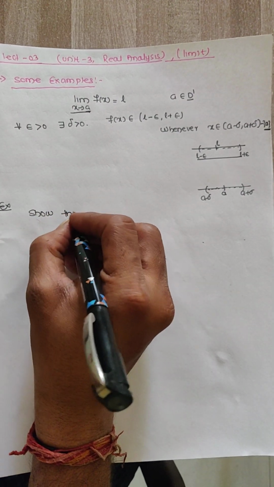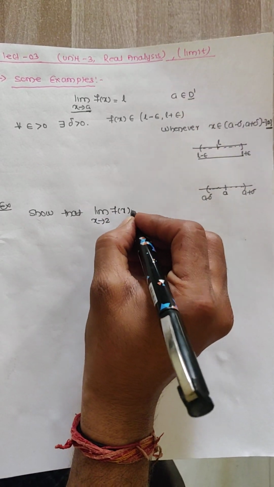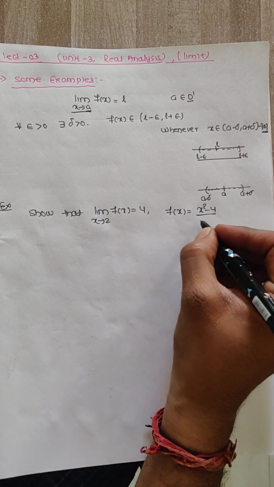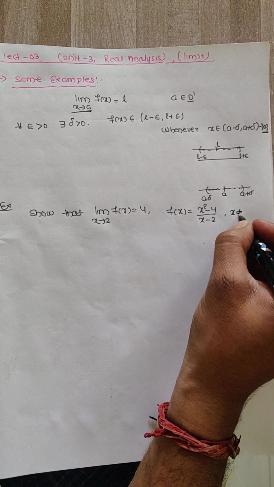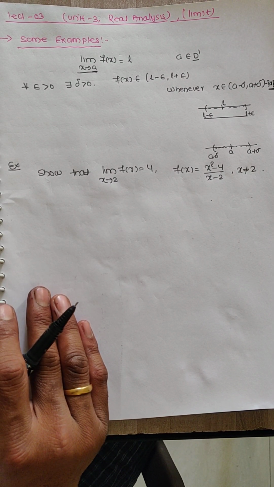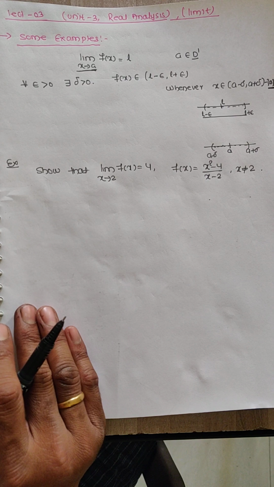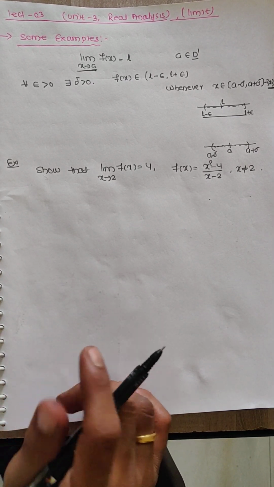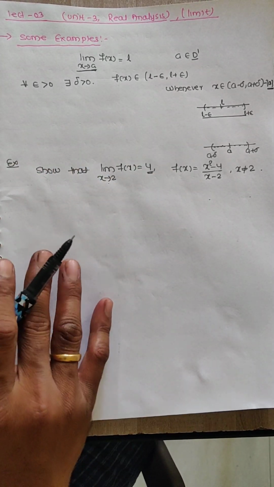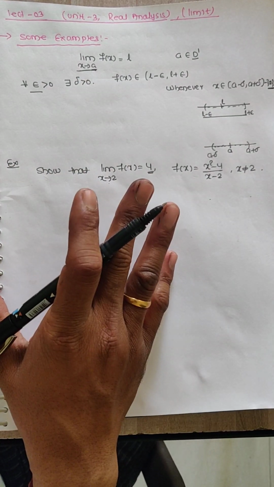Okay, next we will see some examples. Suppose we want to show that limit x tends to 2 of f(x) is equal to 4, where f(x) is x square minus 4 by x minus 2 whenever x is not equal to 2. Okay, you have all done the existence of limit and how to find the limit in class 11th and 12th. But now, using the epsilon delta definition, how can we show that limit x tends to 2 of f(x) is equal to 4? It is very clear: an epsilon is given, and we have to find the delta. That's all.